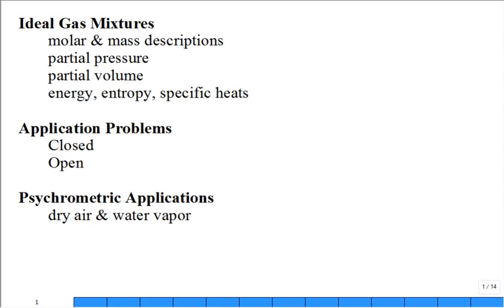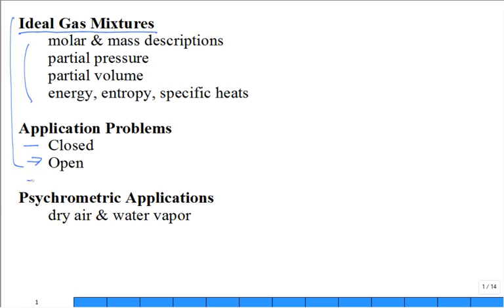So today we move into a new chapter, chapter 12. It deals with ideal gas mixtures. There's really two big parts to this chapter. One is any ideal gas mixture, and once we describe how to calculate properties of gas mixtures, we're going to use it to solve problems. We'll do closed system process type of calculations as well as open system calculations.